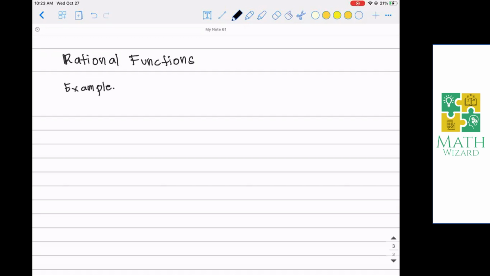Meron tayong Y is equal to 3x plus 5 over the x minus 2. So y is equal to 3x plus 5 and then x minus 2. How do we find for the domain? Paano natin nahanapin ang domain na to? For us to find the domain, we have to find restriction. So sulat ko lang. We have to find restriction.